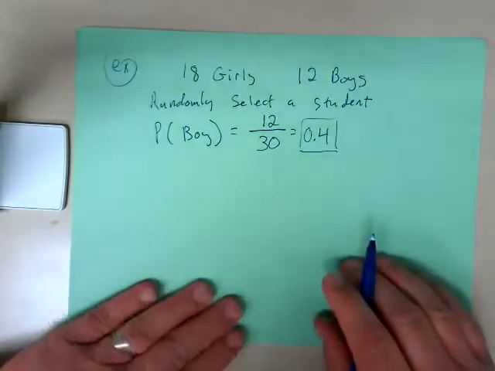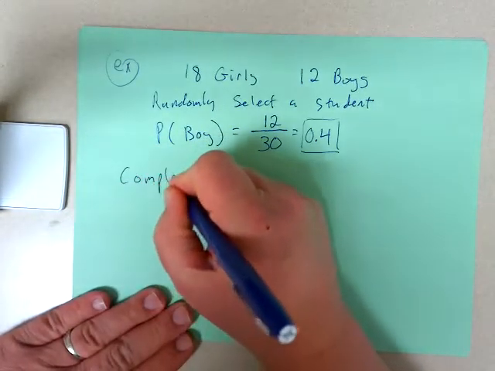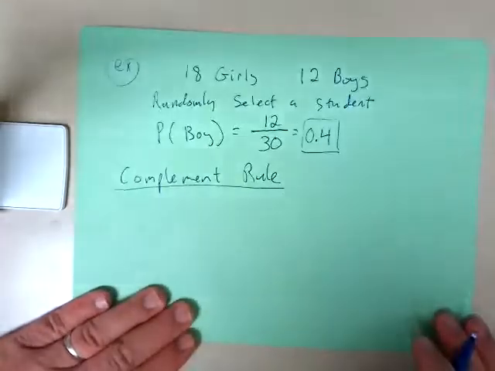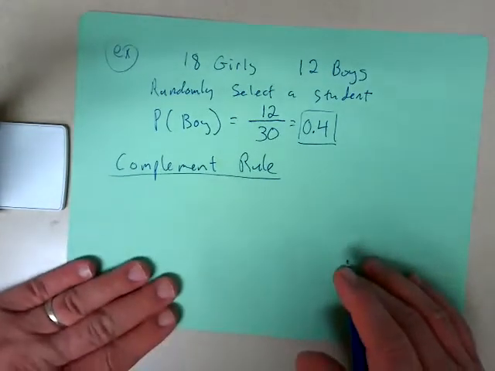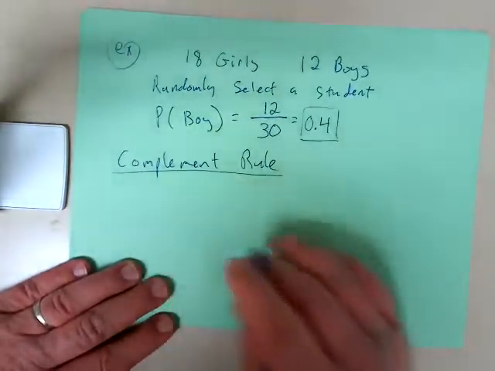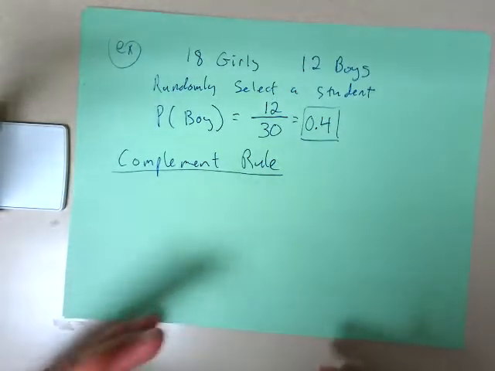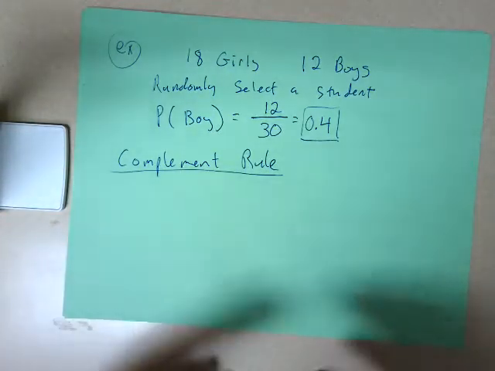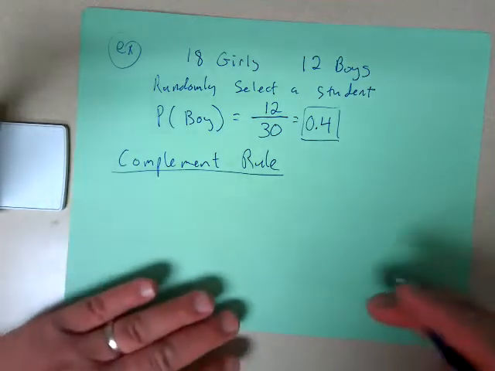Okay, so now I want to talk about the complement rule. This is a very important rule that can be used in a lot of different ways, and we're going to use it throughout this class. You'll get very familiar with this. But let me tell you first what complementary events are. Okay, so 2 events are complementary if when you perform the experiment, either one or the other occurs. Those are like the only 2 possibilities.